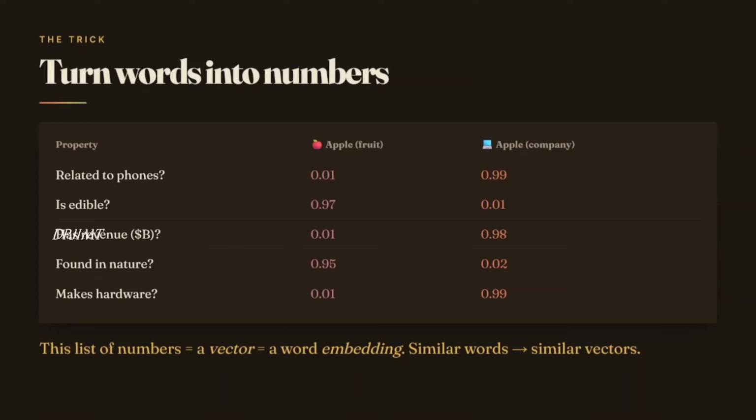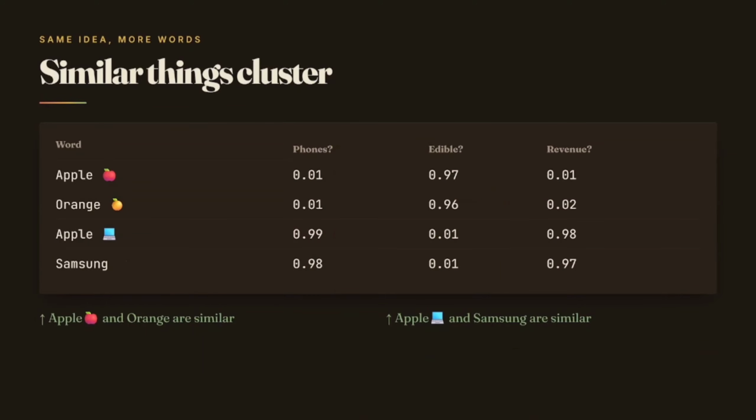Think of it like this. For the word Apple, the company, you might assign values to features related to phones, a location, and it has revenue, etc. That same sequence of numbers is the word's vector. For the word apple, the fruit, the same features would have very different values. When you look at the vectors, you can tell that Apple, the company, and Samsung are similar, but apple, the fruit, and orange are similar, even without any keyword matching.